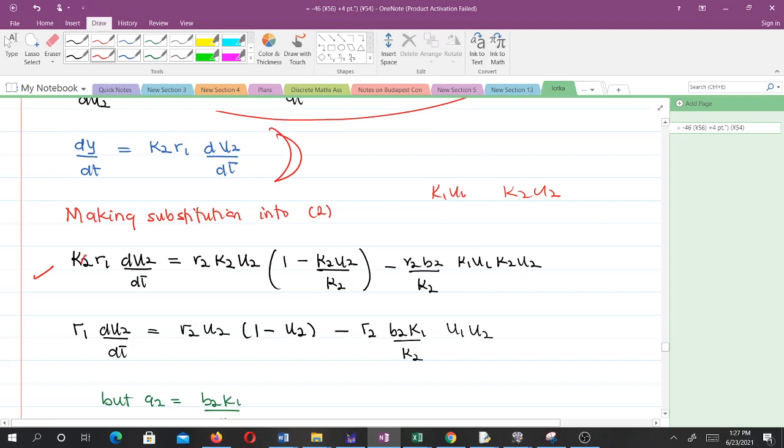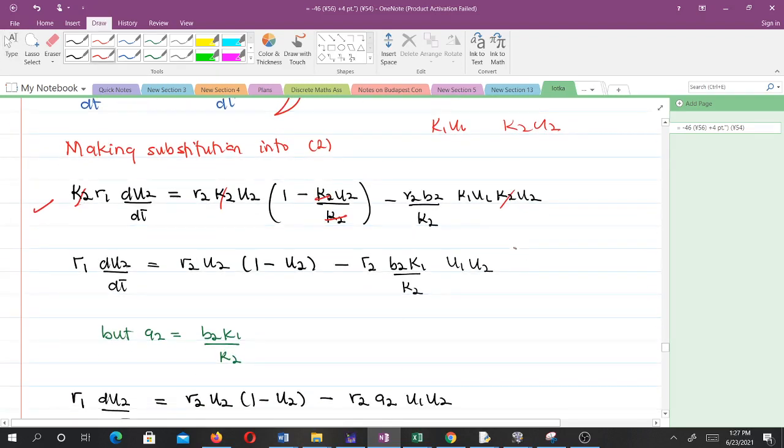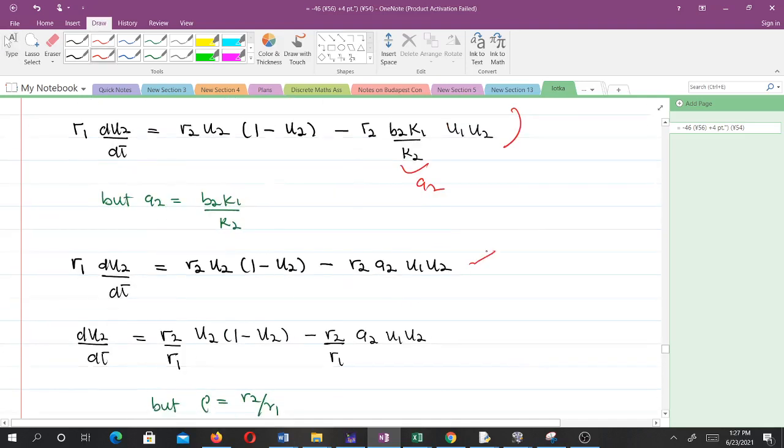So k2 is common, so they will cancel out. Then this k2 will cancel this k2. So we are then going to end up with what you can see here. So when you get here, we said that a2 is equal to b2 k1 over k2. So you can check from the equation that we defined above. So that means the whole of this now becomes a2. So when you put that into the equation, we get this.